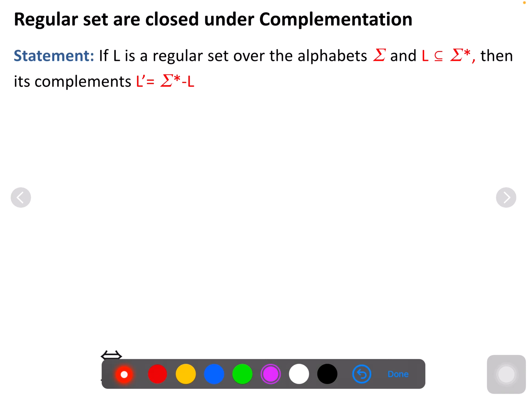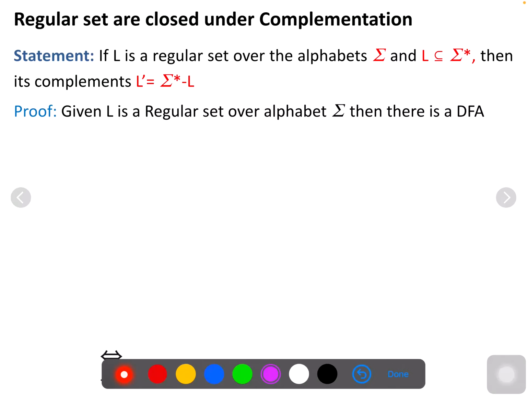So I have to prove this. Given L is a regular set over the alphabet sigma, then there is a DFA. How do you represent a DFA? A DFA by a 5-tuple: M is equal to (Q, sigma, delta, q0, F), accepting L, so L is equal to L of M. Whenever it is accepting that language, you have to write it in this format. Consider another DFA.